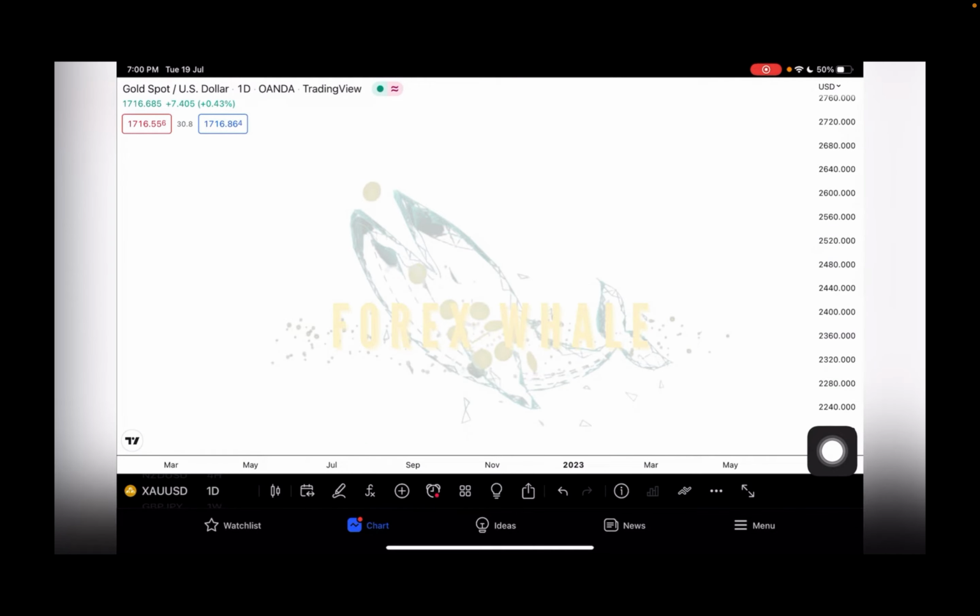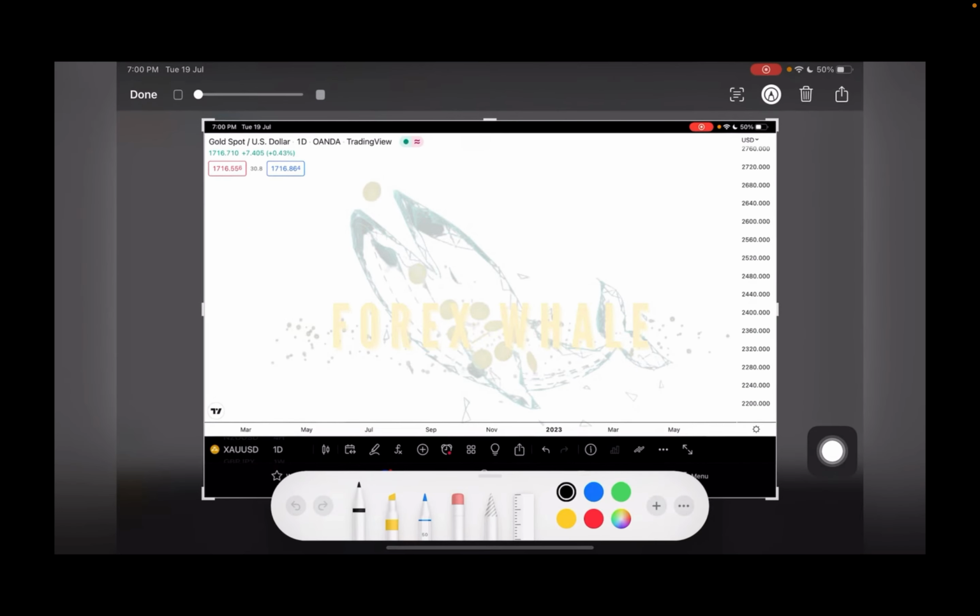Okay, in this video we're going to cover the topic on market structure. Maybe some of you have already heard about this, but to me this is a very important topic and it needs to be learned by a lot of traders out there, especially if you're new, because this is what's going to help you look at the charts easier and also helps you to identify the trend.